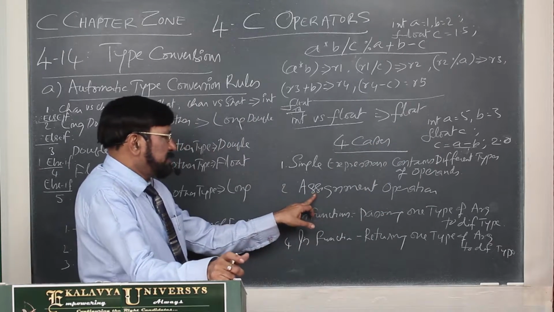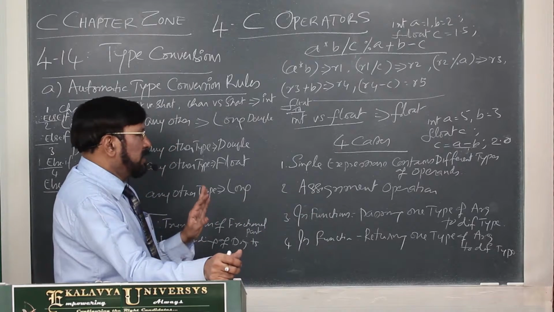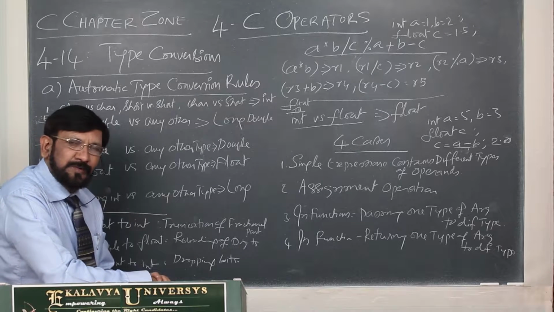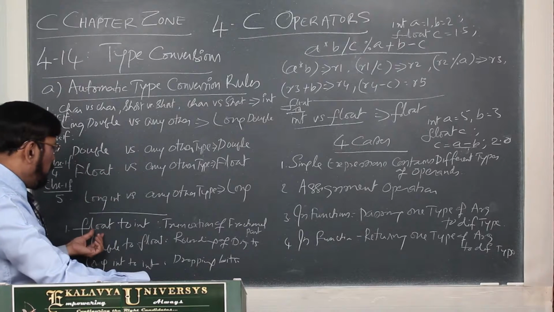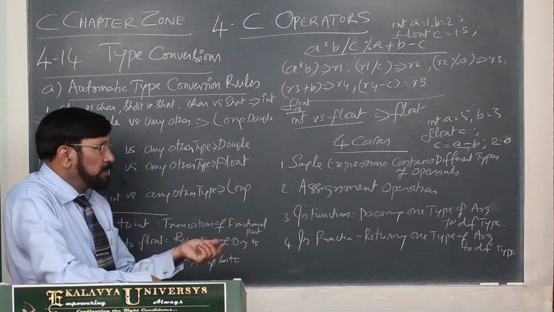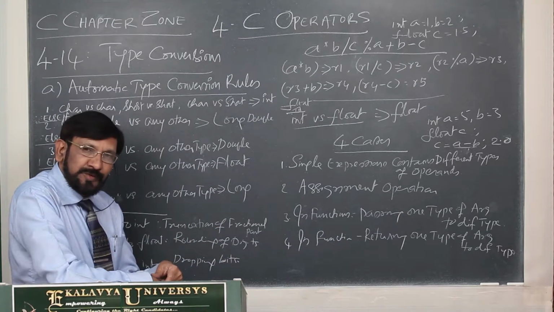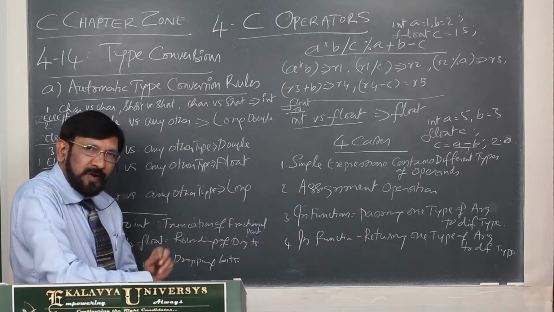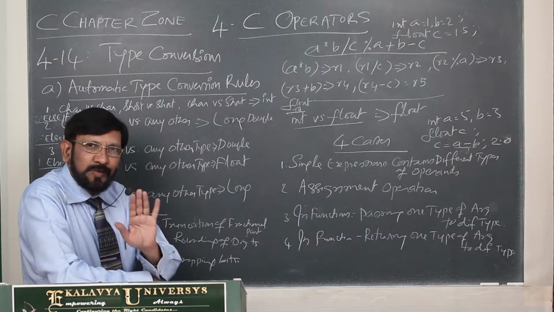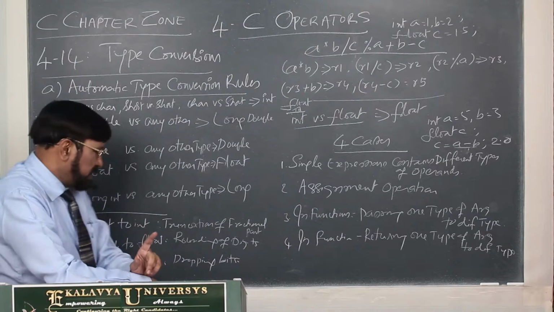That is assignment operation. And in this context, some important points I have to tell you. What is that? Float is assigned to int. Suppose a floating point value you are assigning to int type, then what happens? Whatever fractional part is there, that is truncated automatically. That you have to recognize.